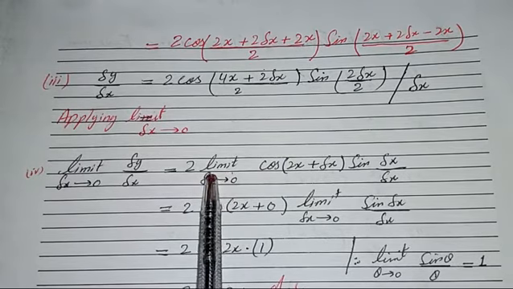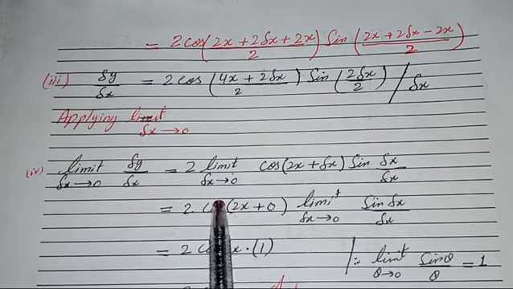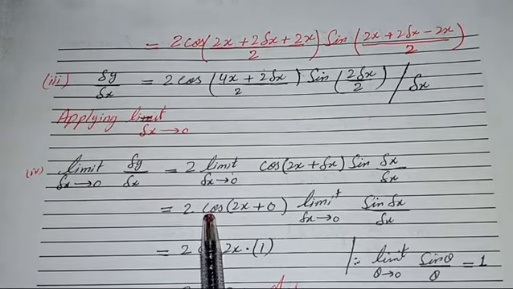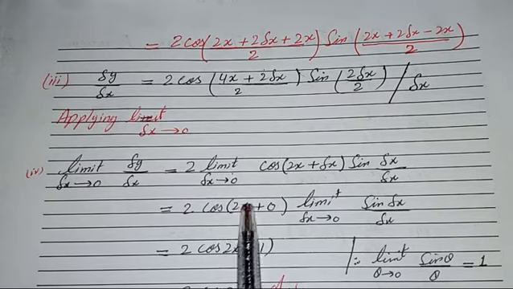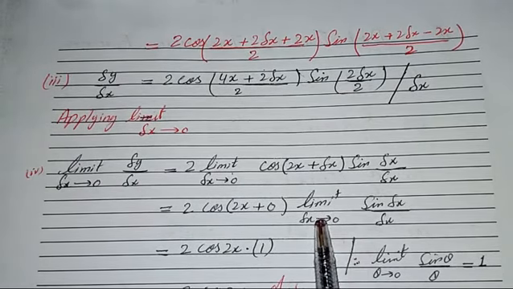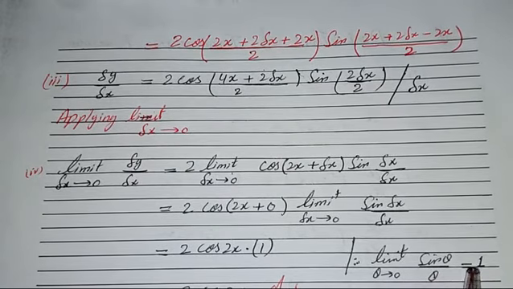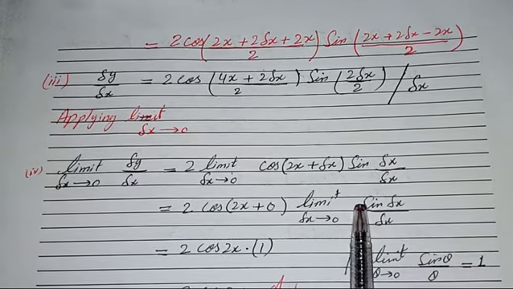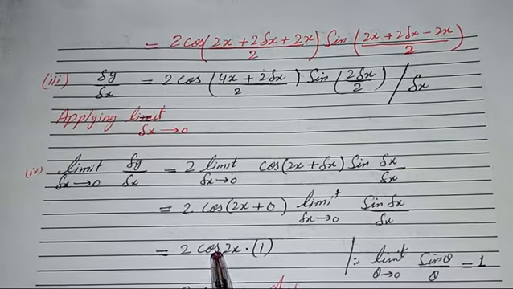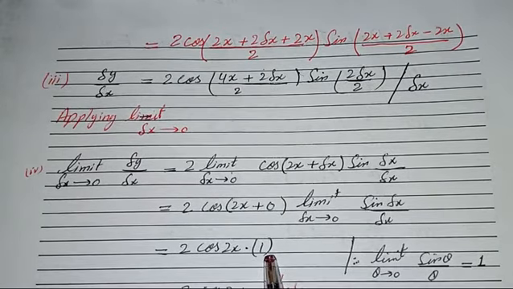Now apply the limit delta x tends to 0, wherever you see delta x put 0. So 2 as it is, cos 2x as it is, while in place of delta x we have put 0. You can see here limit delta x tends to 0, sin delta x over delta x. It is of the form limit theta tends to 0, sin theta over theta is equal to 1. We have proved this one. So in place of this, it is equal to 1. So 2 cos 2x into 1. This is our required derivative.